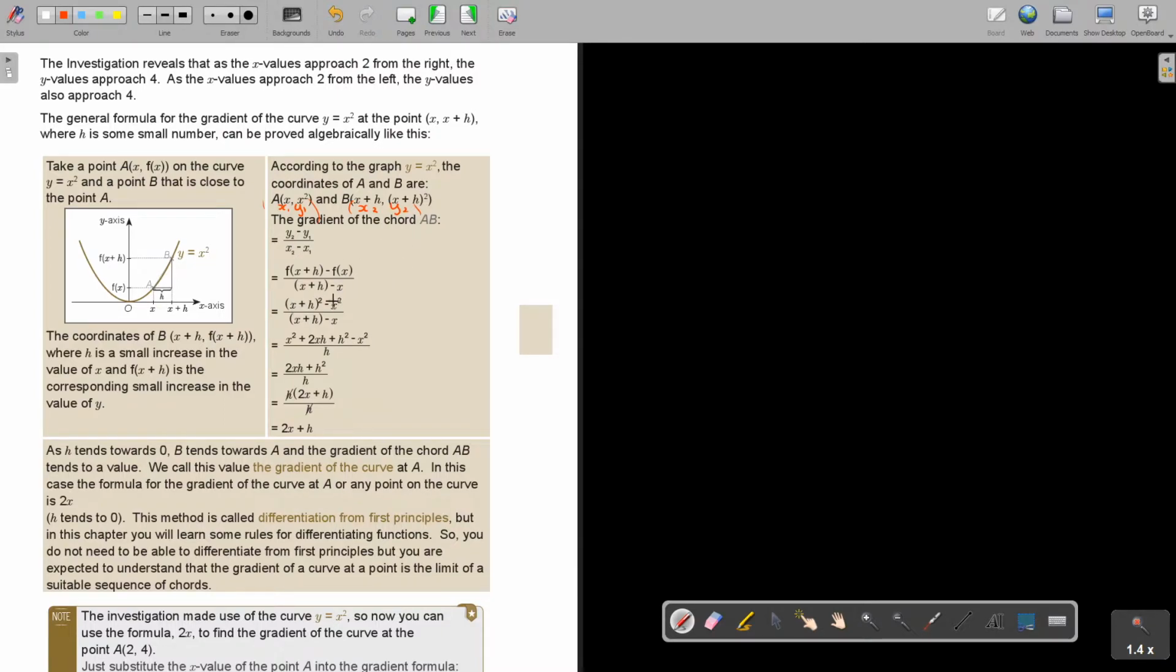But then I think it's best if we can jump directly to this step. So I can basically say it's (x plus h) squared minus y1, which is x squared, divided by x plus h minus x. Okay, so we simplify. Don't forget that that bracket was squared. So square the first term, so that's x squared, plus multiply the two with each other and multiply it by 2, so that will be 2xh, plus square the last term. And there is the minus x squared.